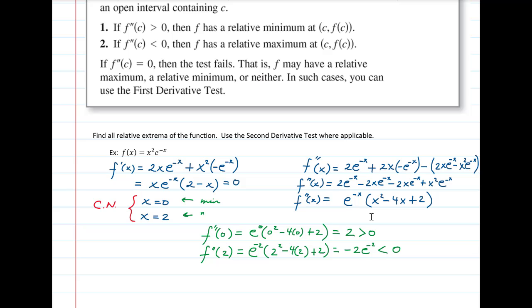All right, so using our second derivative test right here, we see that the second derivative at 0 is greater than 0. In other words, it's positive. So we're going to have a relative min in there. And our second derivative at 2 is negative. So by the second derivative test, we should have a relative max in there. Now, of course, formally, you can write the ordered pairs by just plugging those x's into your function. We're going to get that the relative min is (0, 0), the origin, and the relative max is (2, 4e to the negative 2). And there you have it.